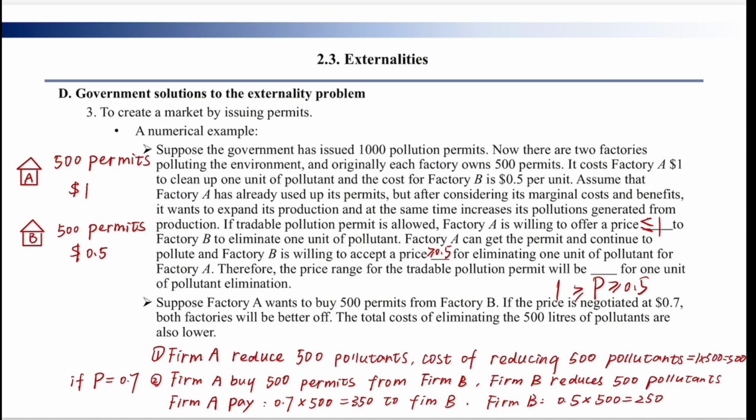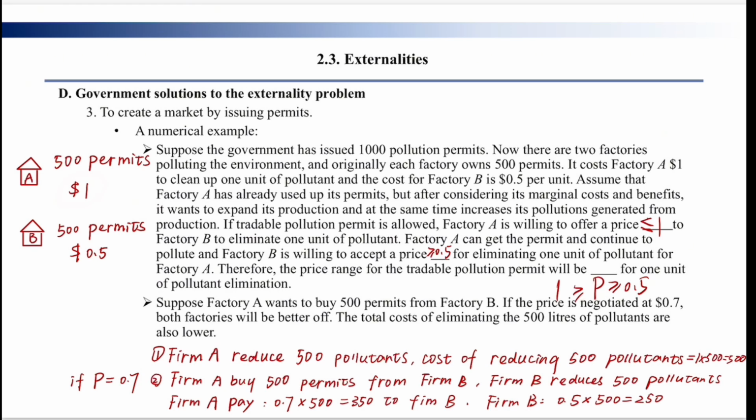So how much is factory A willing to pay? It is willing to pay a price less than $1 to buy the permits from factory B. Why? Because if it doesn't buy, it needs to spend $1 to treat the pollution by itself, and it thinks it's not cost effective. If it can buy from factory B at a price less than $1, it doesn't need to treat the pollution by itself.